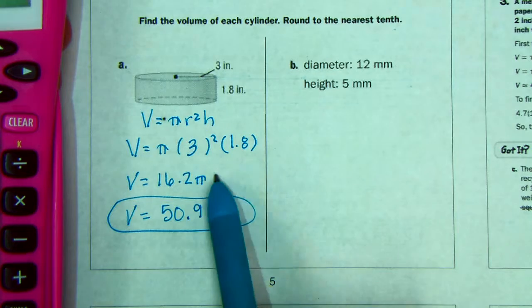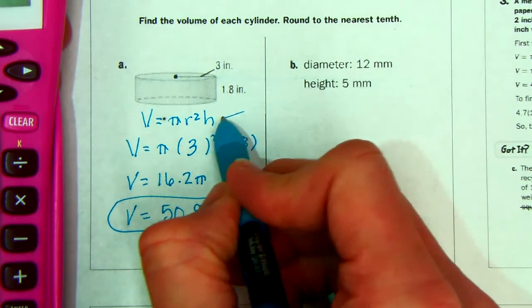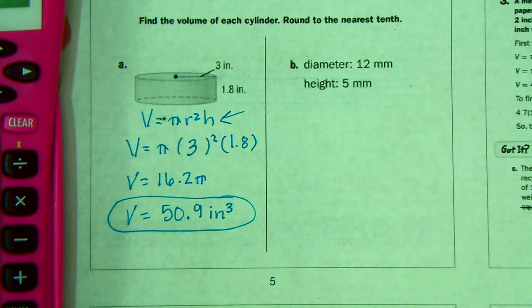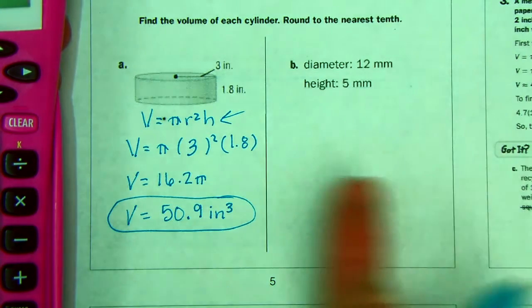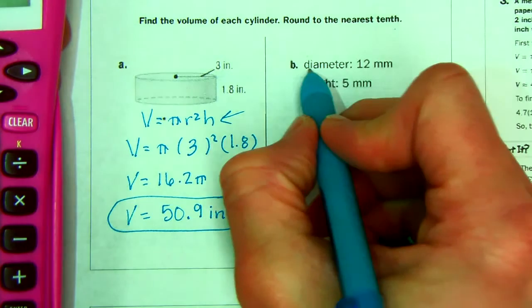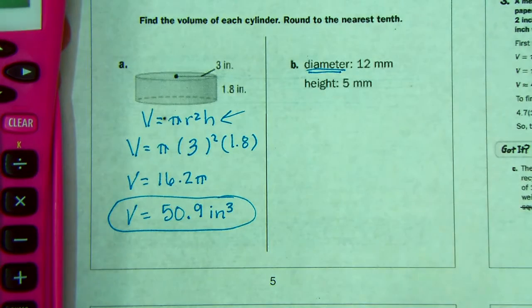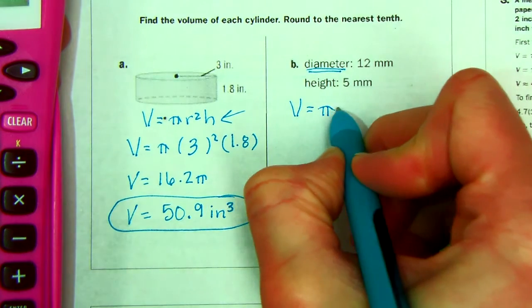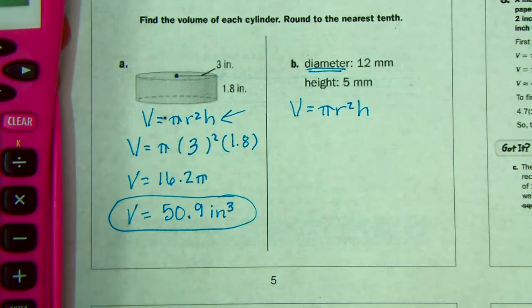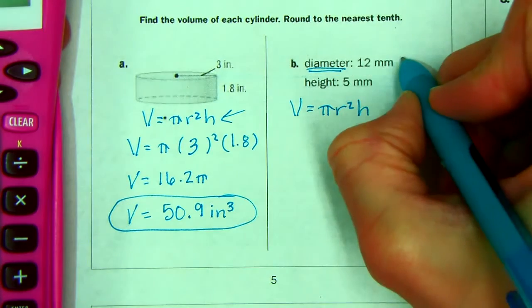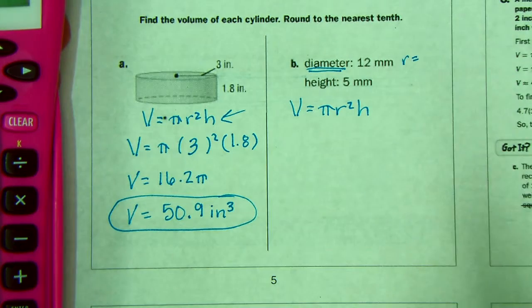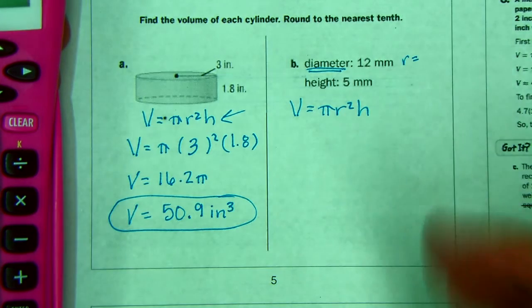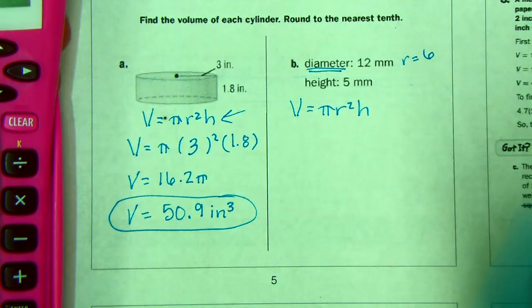Now, check out this one. Not only did they not give us a picture, the tricky part is they gave us the diameter. Do we use the diameter in our formula? Pi r squared h. No, we need the radius. We need to know as 8th graders that a radius is going to be automatically half the diameter. So the radius is 6. All right, so we have pi times 6 squared times the height of 5.